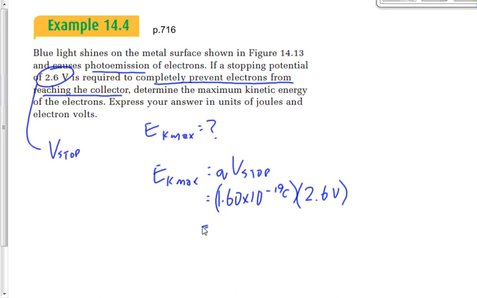What does that work out to be, Cole? 4.16 times 10 to the minus 19, and that's going to be what units? Joules. It's going to be in joules because we used our standard units, coulombs and volts. Those are our normal units. And when we use our normal units, we're going to get standard units out of it. Now, we should technically round that, Cole, to 4.2, two digits.